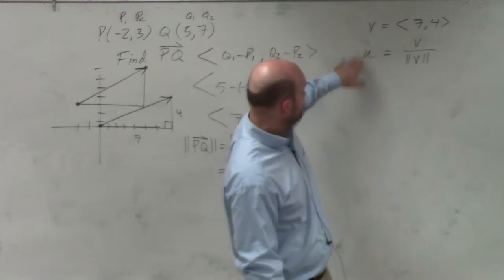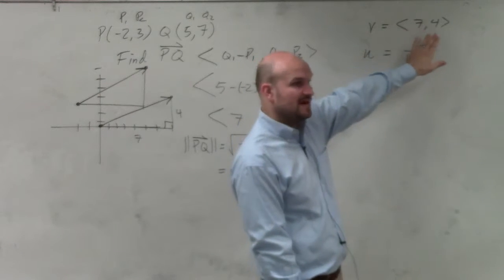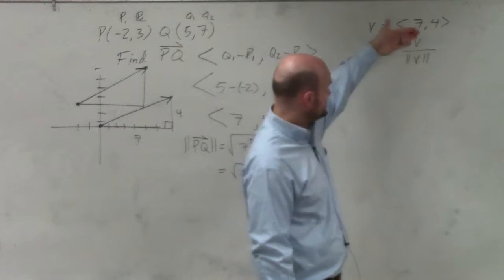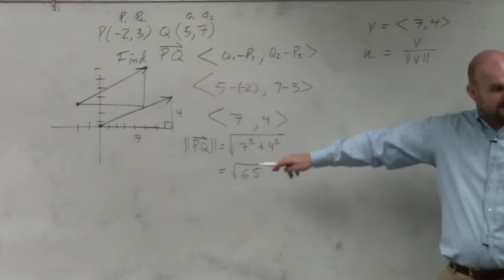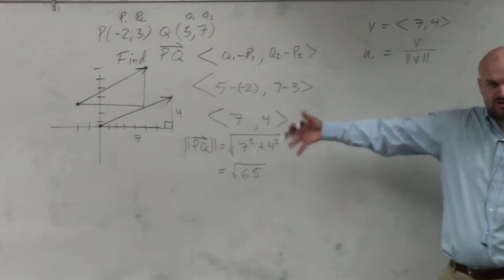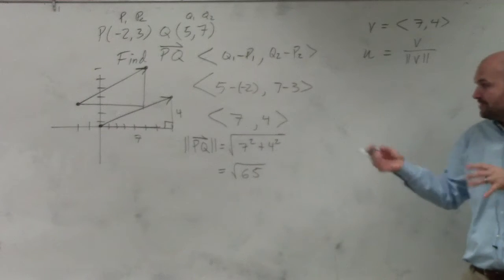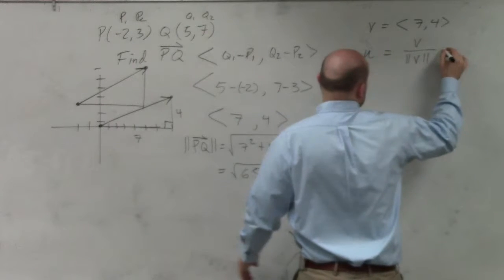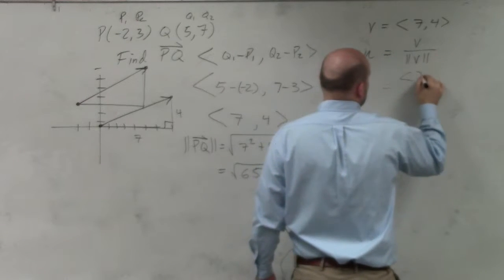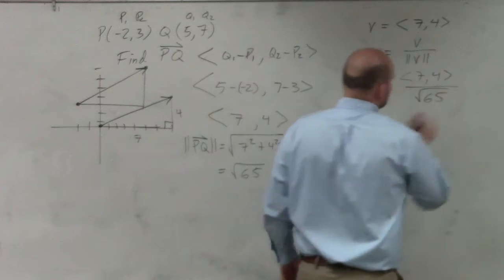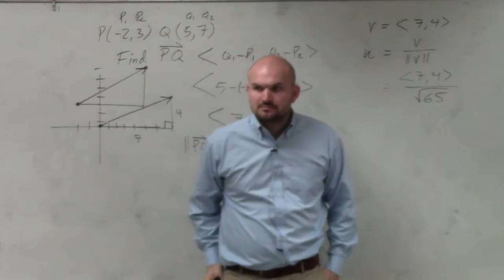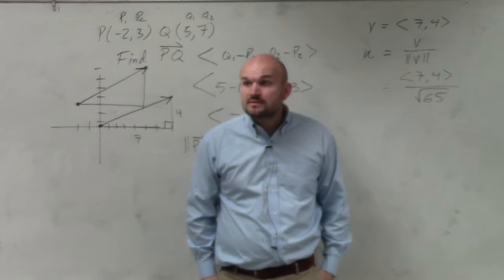The unit vector, if here's your vector v, which is 7, 4, is just your vector divided by your magnitude. Well, fortunately, we found our magnitude by just taking the square root of our first component squared plus our second component squared. So therefore, this looks like 7, 4 divided by the square root of 65.